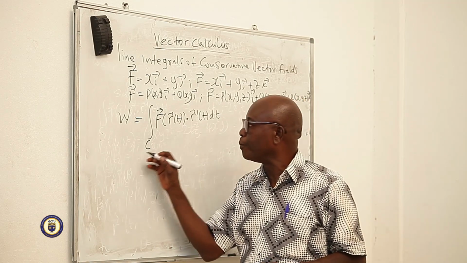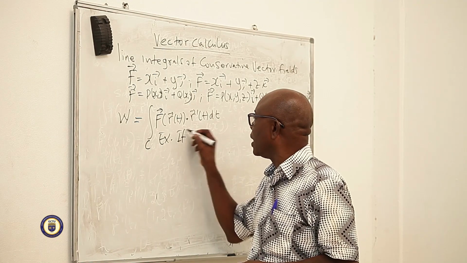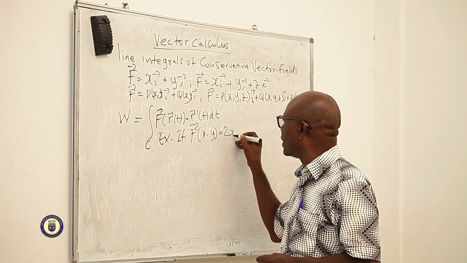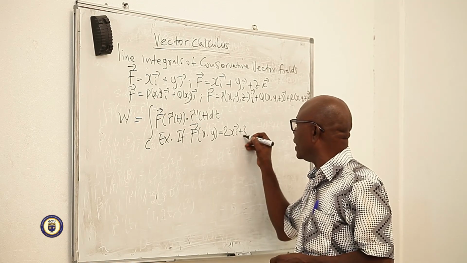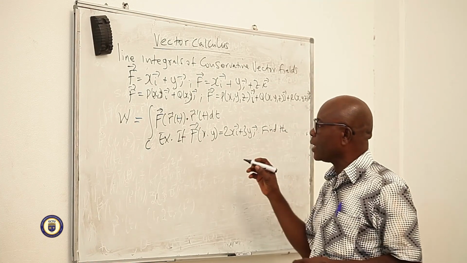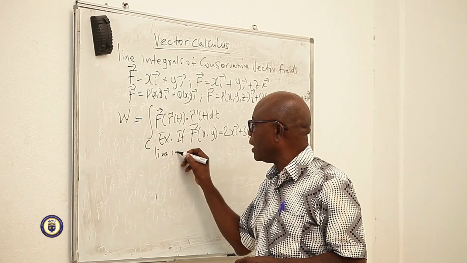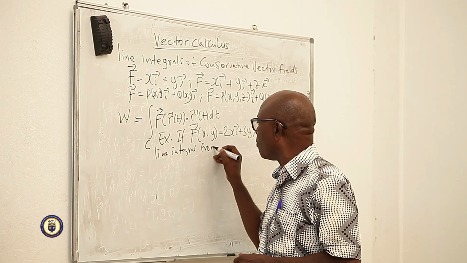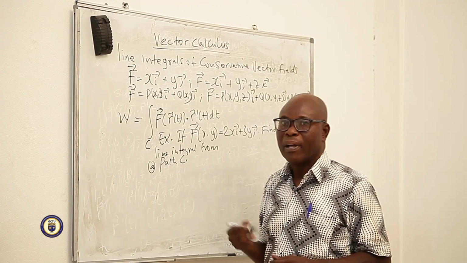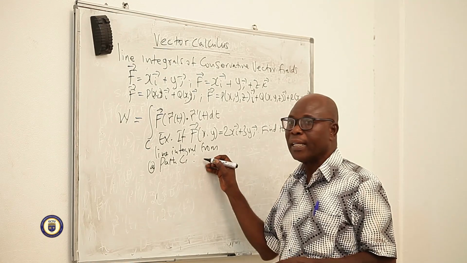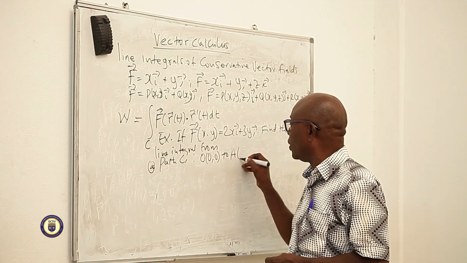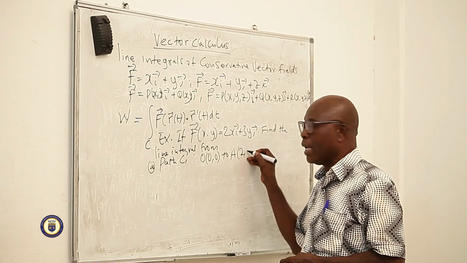And so let's take an example. If F, which is a conservative vector field of x and y, is equal to 2xi plus 3yj, find the line integral along a path C1, which is made up of moving from the point 0, 0 to the point A, where x is 2 and y is 0.